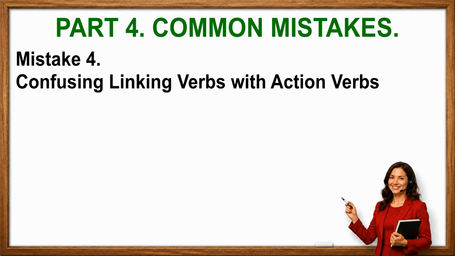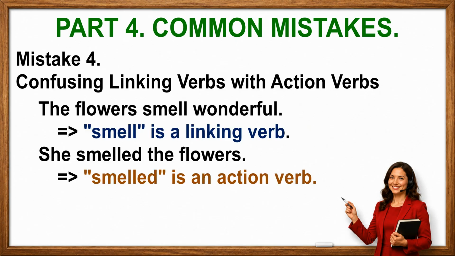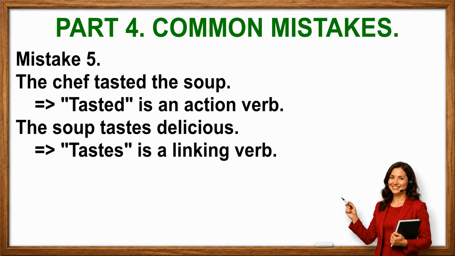Mistake 4. Confusing linking verbs with action verbs. Look at these two sentences. The flowers smell wonderful. She smelled the flowers. In the first sentence, smell is a linking verb. In the second sentence, smelled is an action verb. Why? Because she is actually performing the action of smelling. Mistake 5. The chef tasted the soup. The soup tastes delicious. In the first sentence, tasted is an action verb. In the second sentence, tastes is a linking verb. Same verb, different job.